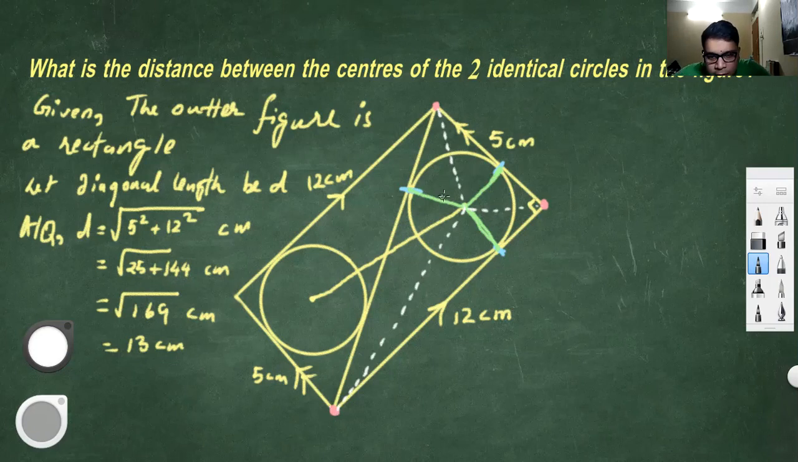So this is one triangle, this is the second triangle, and this is the third triangle. Okay, so we have three triangles. So this whole triangle, let me just name it A, B, C.